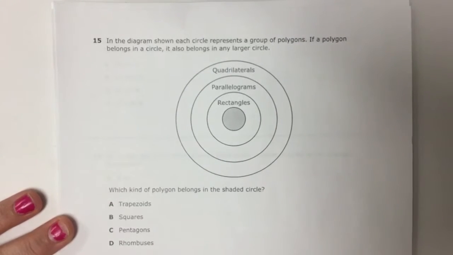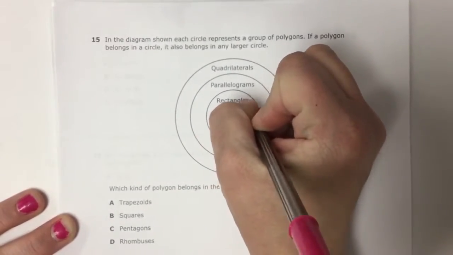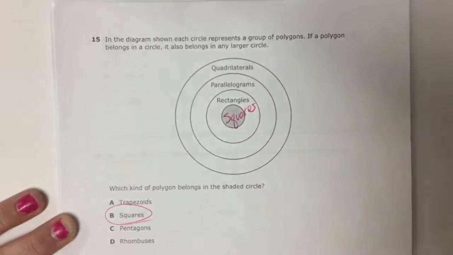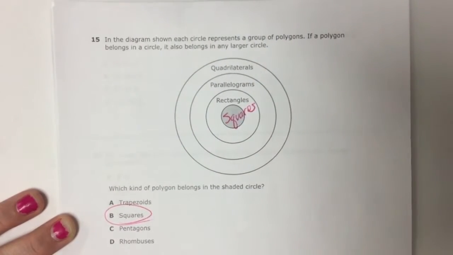Okay. All right. So on number 15, you should have put squares. Okay. Squares would have gone in that circle because a square is a rectangle, a parallelogram, and a quadrilateral.